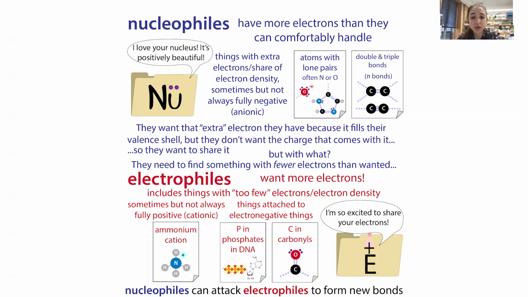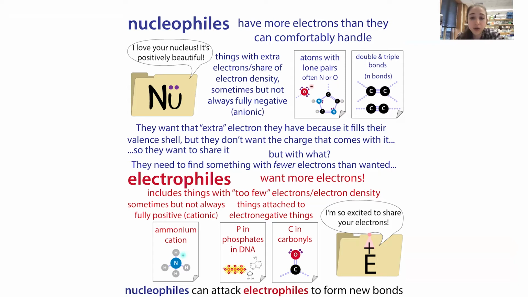And so this often involves a nucleophile attacking an electrophile. A nucleophile is something that has more electrons, or more electron density, than it can comfortably handle. They're sometimes, but not always, fully negative, so anionic, but they can also just have more electron density than they can comfortably handle. And so they want to share this responsibility, and they need to find something with fewer electrons than it wants. And so they look for an electrophile.